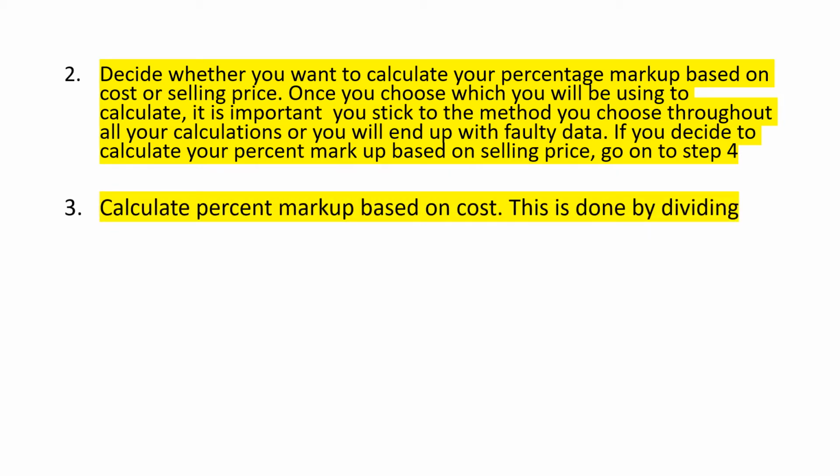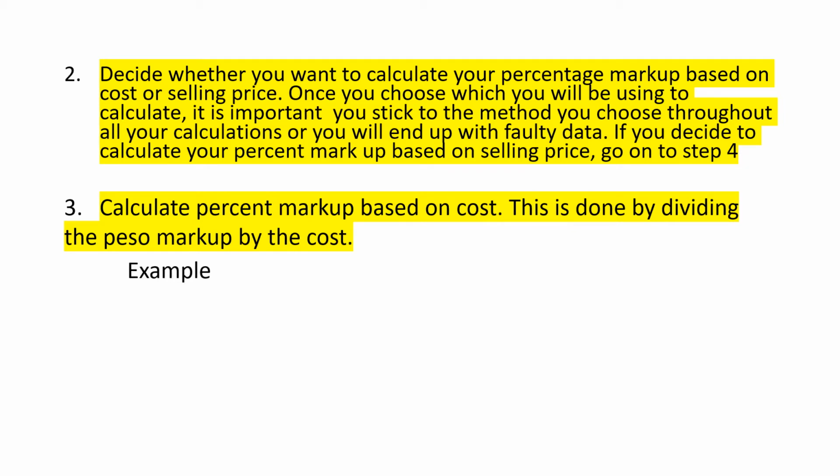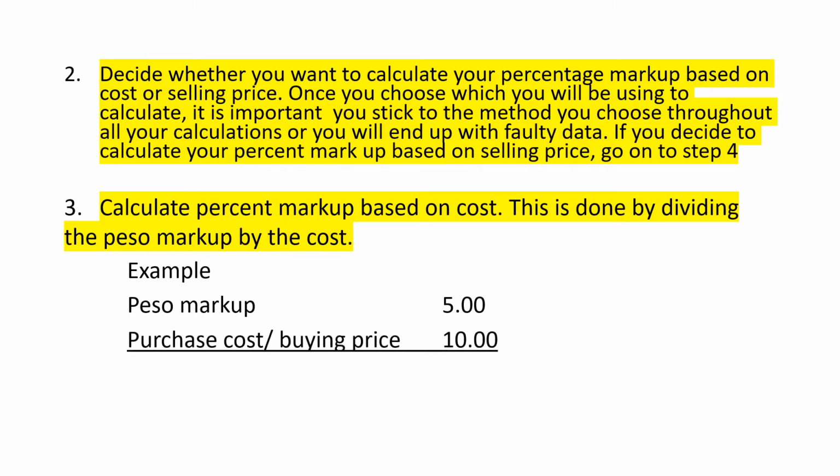Step 3. Calculate percentage or percent markup based on cost. This is done by dividing the peso markup by the cost. Example, peso markup is 5 pesos, while purchase or buying price is 10 pesos. Therefore, you have a percentage markup of 0.5 or 50%. Again, you will divide the peso markup by the buying price.